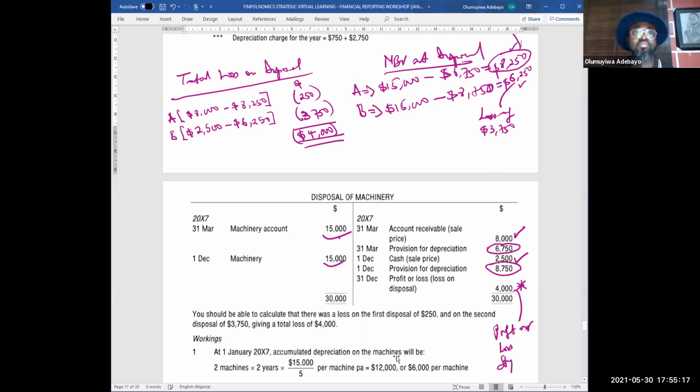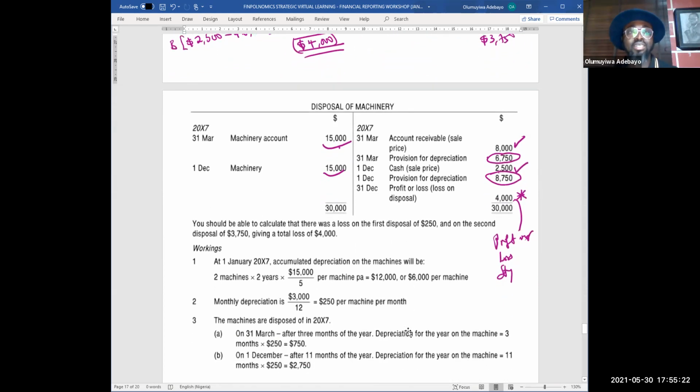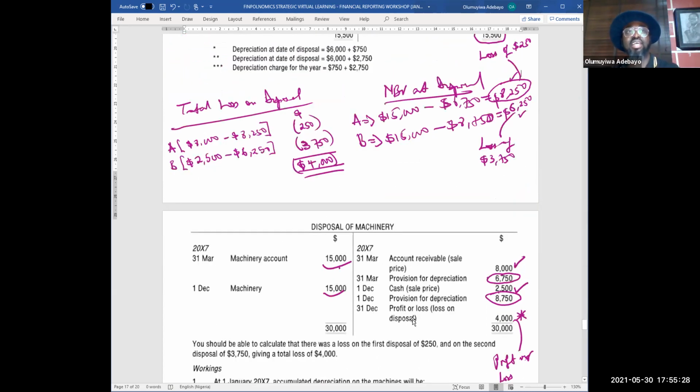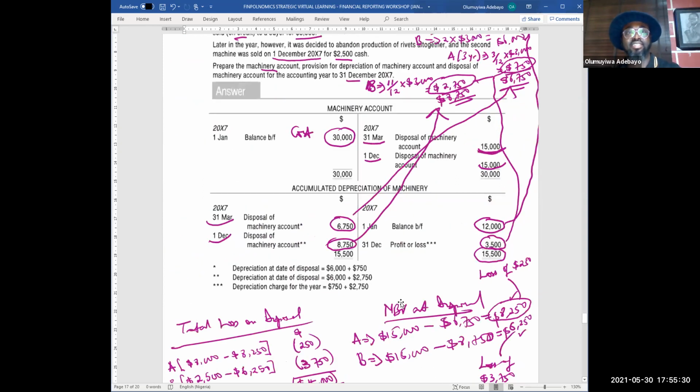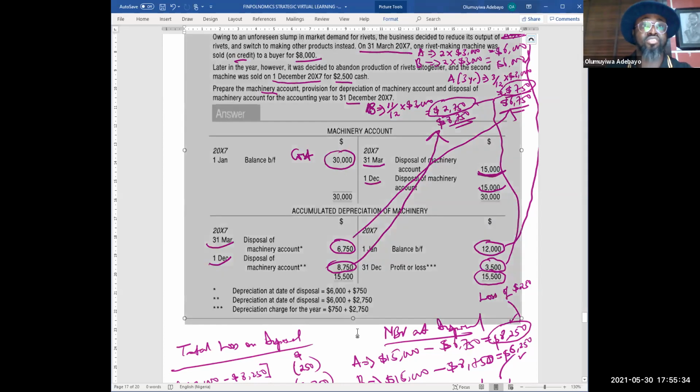Does it make sense now? Yes, sir. Okay. Any question on that? Now that's how you treat disposal of assets. Okay, these are things you are very familiar with over time.